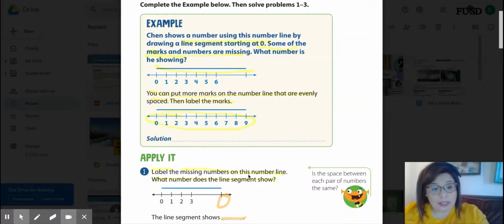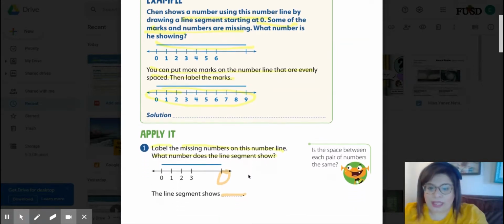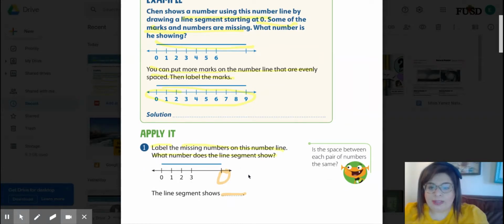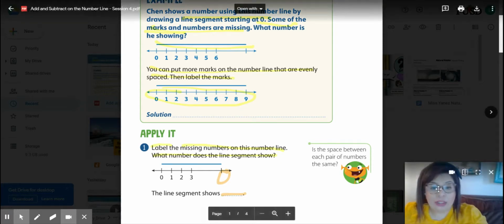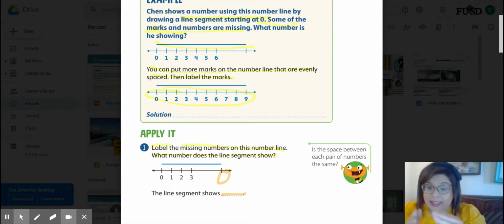Now let's apply what we know. Apply means that we use the strategies and what we know, and we're going to bring them down to number 1. Apply. Number 1. It says, label the missing numbers on the number line. What number does the line segment show? So we see that line segment right here, and we're going to see that it starts at 0, just like the problem above, the example, 1, 2, 3.